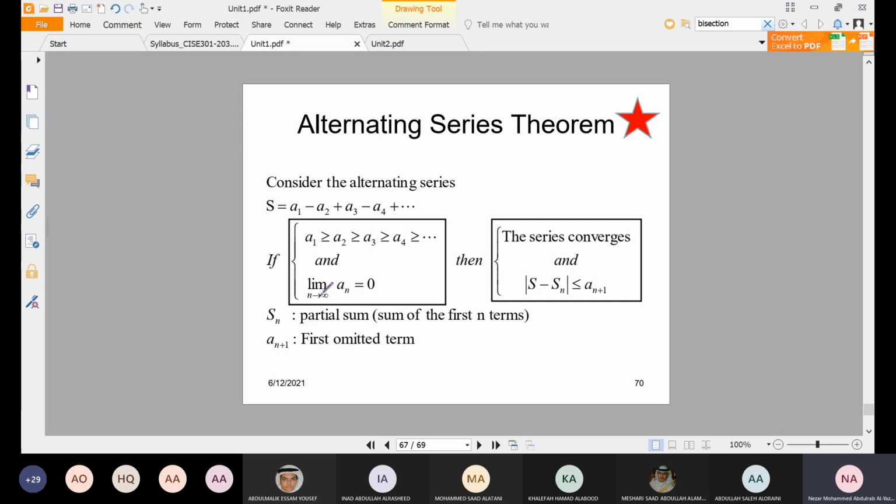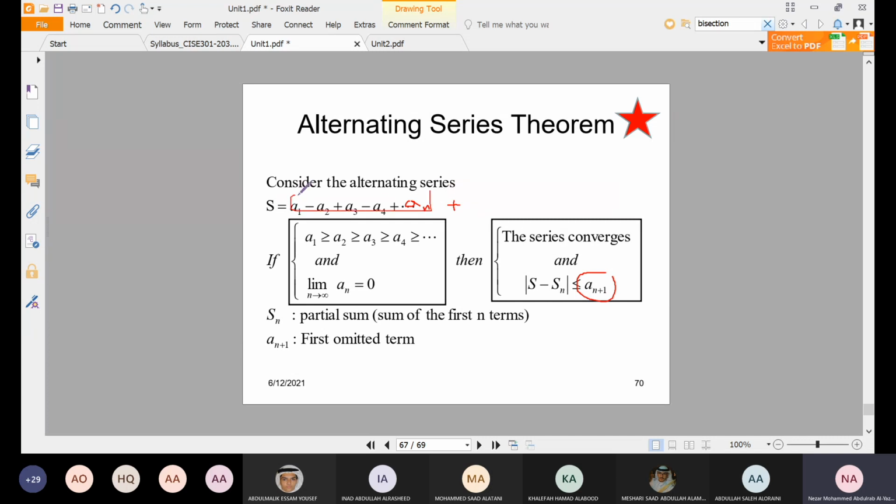The second condition: if we take the limit of the general form of this function as n goes to infinity, it will equal 0. So this function can converge, and the absolute error between the exact solution and the estimation is less than or equal to the first omitted term.